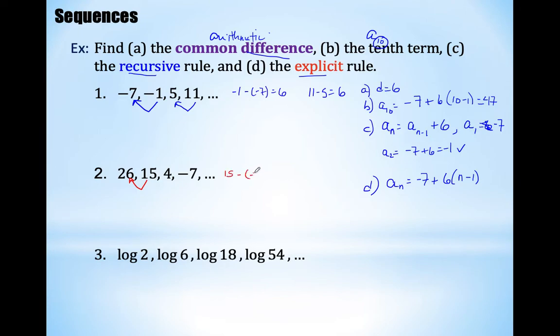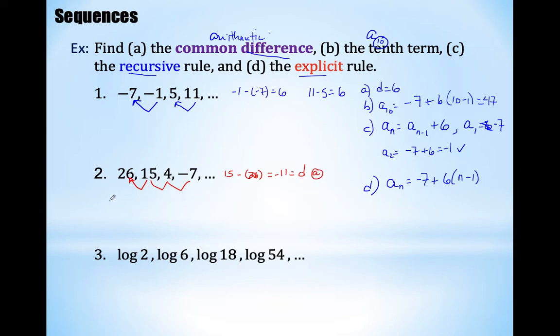Minus 26. Now, because they already told me that they were asking me for the common difference, I don't really have to check, right? But it's nice just to make sure that your math is right. What is 4 minus 15? What is negative 7 minus 4? They need to all be negative 11. They are, and I can call that my D, and I've just answered part A.